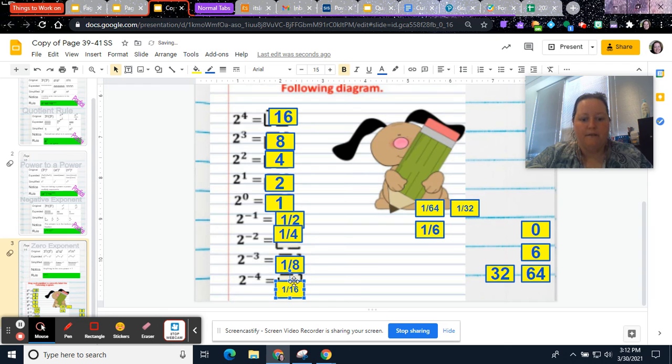Okay, now the other thing, when you see these all together, notice that 2 to the 4th and 2 to the negative 4th, the only thing that's different is that there's a fraction. And so I wanted us to do this so you could see the pattern of what's happening here. Okay, so those are the end of your notes for pages 39 to 41. Please let me know if you have any questions, and we will be practicing this for the next couple days. Thanks.